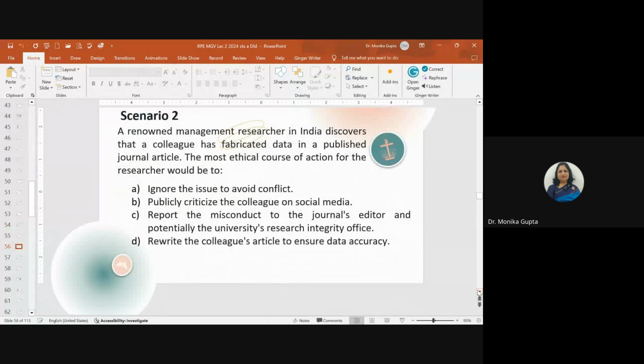So let us discuss this. A renowned management researcher in India discovers that a colleague has fabricated data in a published journal article. The most ethical course of action for the researcher would be to ignore, publicly criticize, report, or rewrite the colleague's article. What should he do?